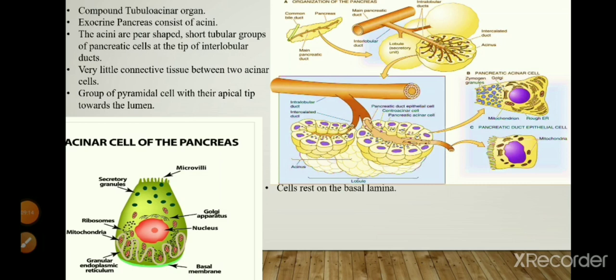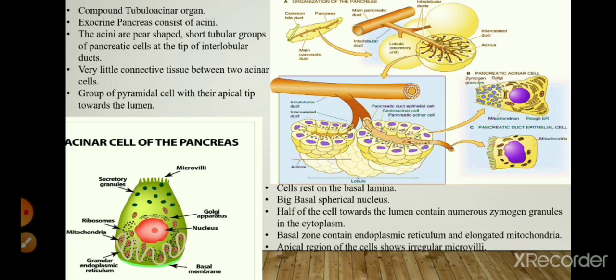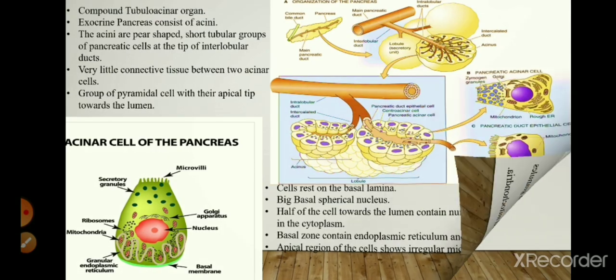Next point, if we neatly observe the cells, we can see the cells are resting on the basal lamina, with a big basal spherical nucleus. Half of the cell towards the lumen contains numerous zymogen granules in the cytoplasm. Basal zone contains endoplasmic reticulum and elongated mitochondria. Apical region of the cell shows irregular microvilli.